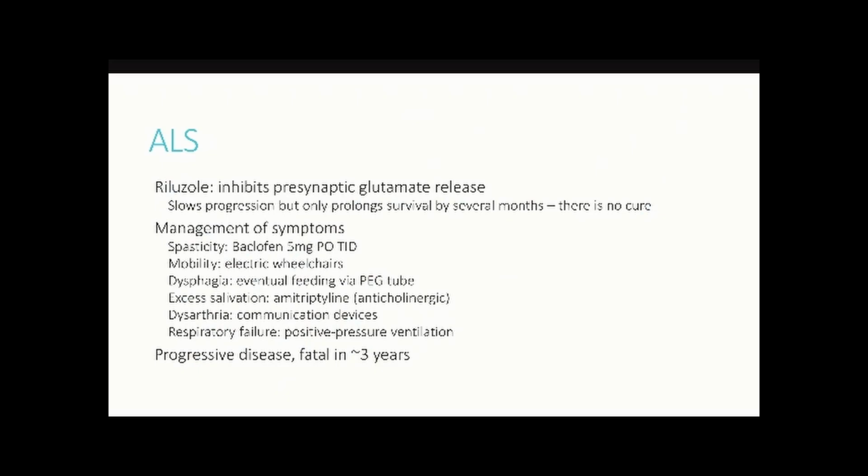So treatment. There really is no treatment for ALS, but again, we worry about symptoms. Riluzole is one that helps with presynaptic glutamate release, may help slow the progression, but again, there's no cure. And again, management of symptoms, spasms. Here's your baclofen again. So for spasms, remember baclofen. Mobility, electric wheelchairs. They're not going to be able to walk and get around.